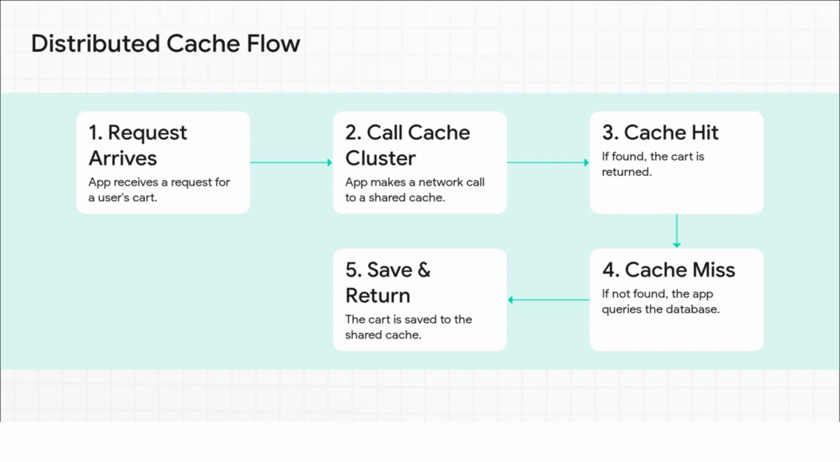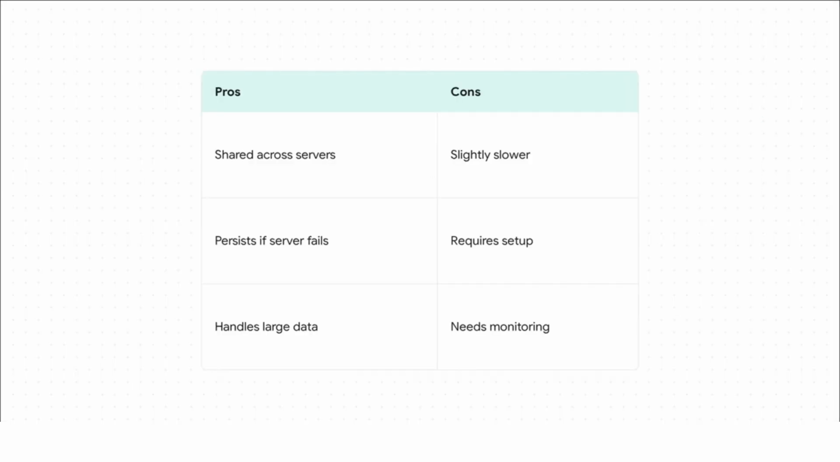no matter what. And when you look at the pros and cons here, it's all about reliability and scale. The big win is that your data is shared everywhere, nice and consistent. And if one app server crashes, no problem. The cache is still safe and sound. The trade-off, well, it's a tiny bit slower because of that network hop, and you do have to set up and manage this whole separate system, which takes some work.